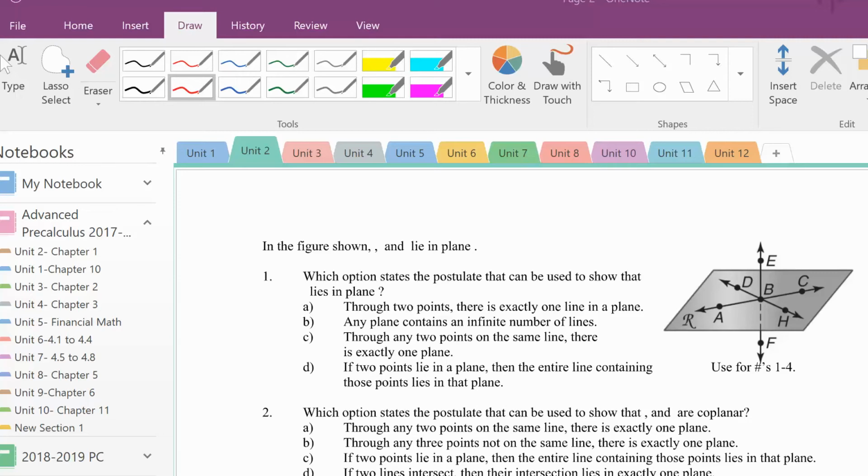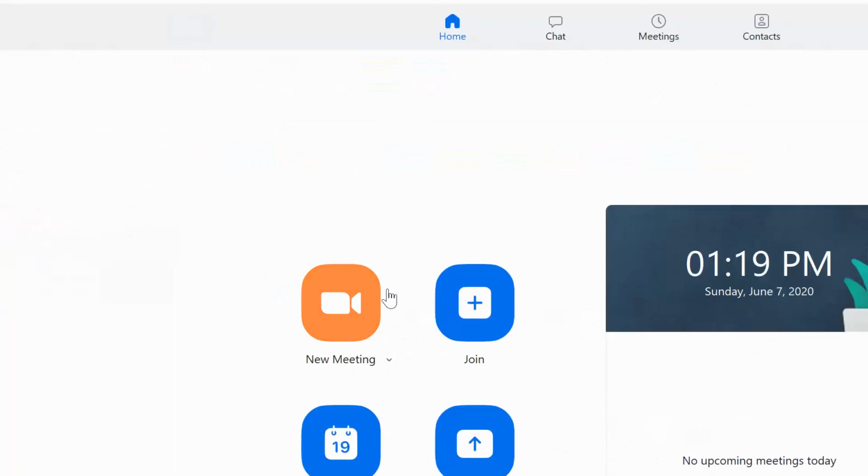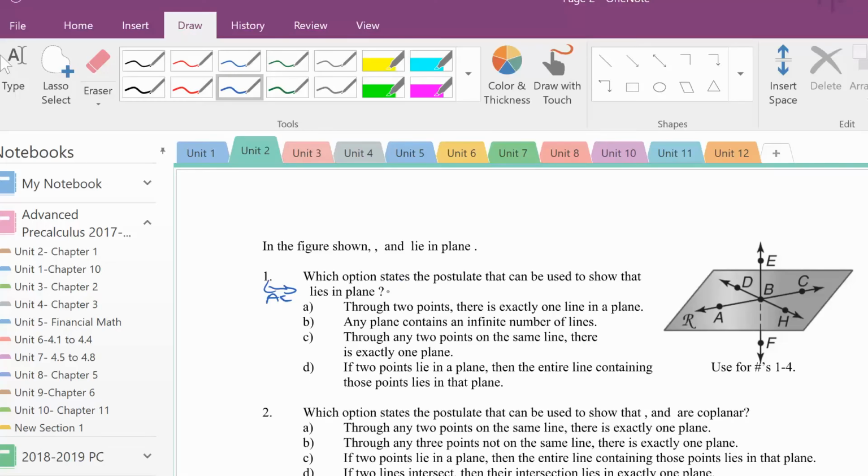So for this figure here, it's for questions 1 through 4. So question number 1, which option states the postulate that can be used to show that AC, sorry, it got cut off here. I should say AC lies in plane R. Okay, so through any 2 points, there's exactly one plane, one line in a plane.